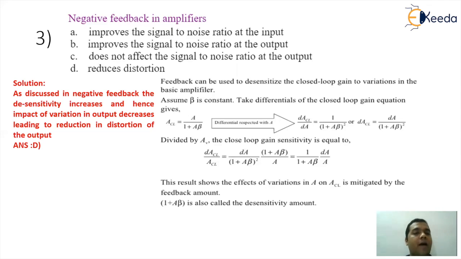As negative feedback desensitivity increases, hence the impact of variation in the output decreases, leading to reduction in the distortion of the output. Hence the answer is option D. Thank you.